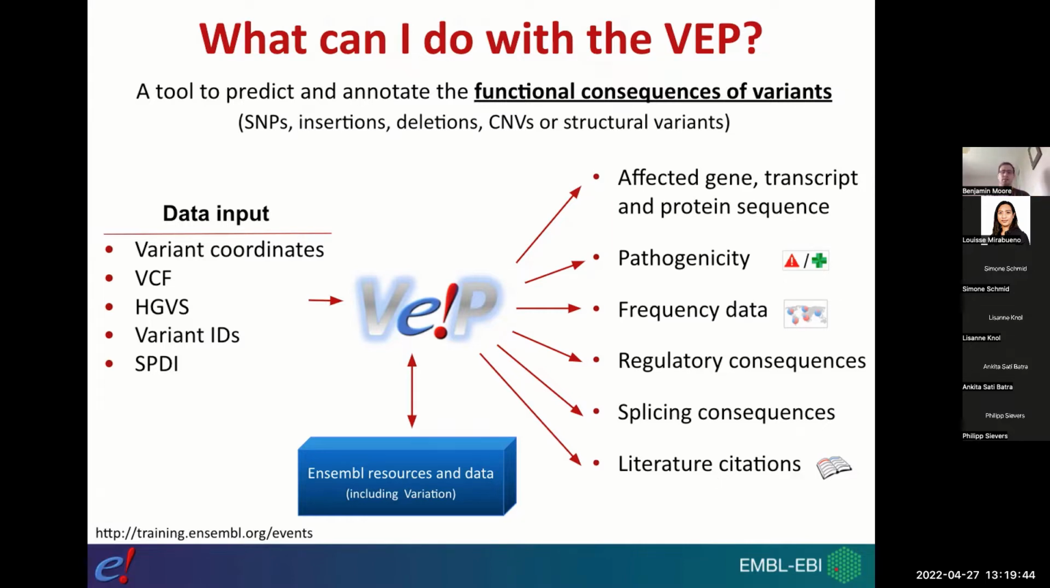If your variant is novel, i.e. the variant that you've inputted doesn't match up with any variant in the Ensembl database, then it will still be processed and analyzed. You can still get data, but obviously there won't be any frequency data already associated with it, for example. And you can also get regulatory region consequences and splicing consequences as well.